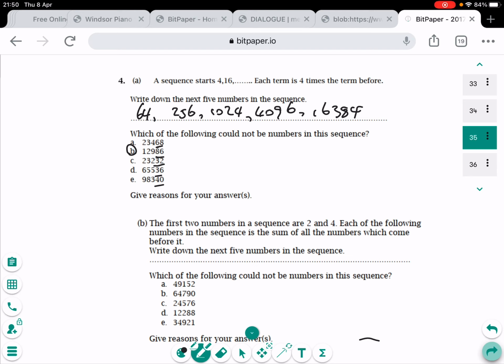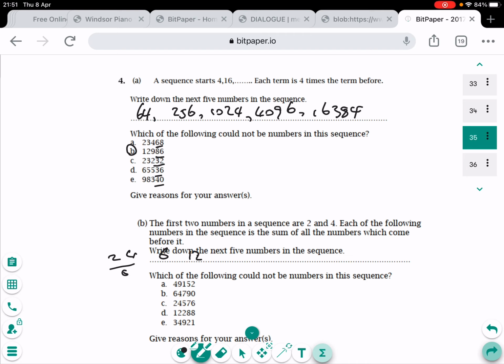And the second bit. So the first 2 numbers in the sequence are 2 and 4. Each of the following numbers in the sequence is the sum of all the numbers which come before it. The first 2 numbers in the sequence, 2, 4. So that doesn't count. So that would become 6.